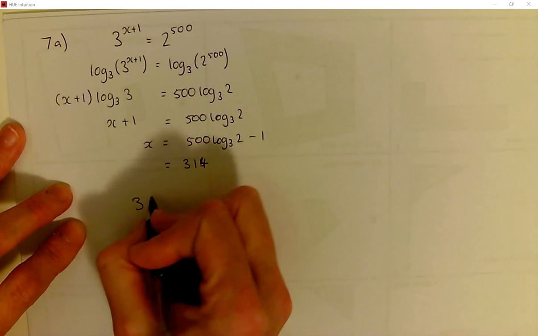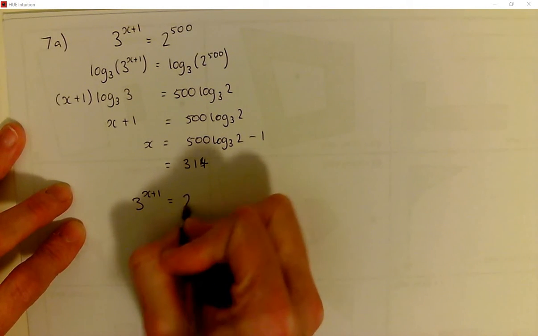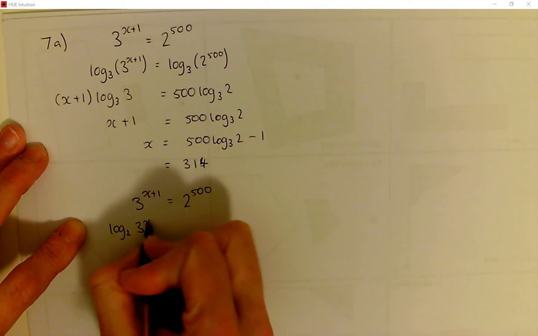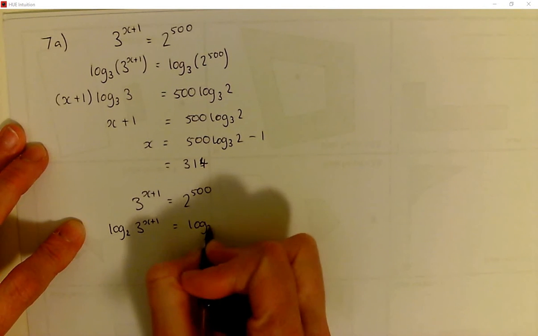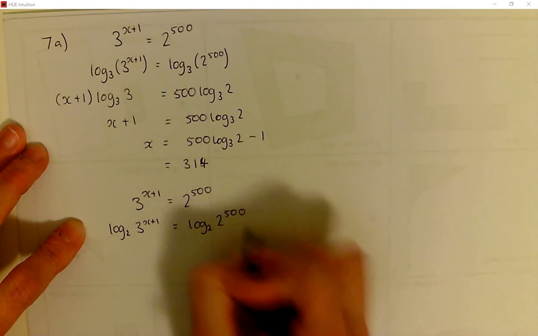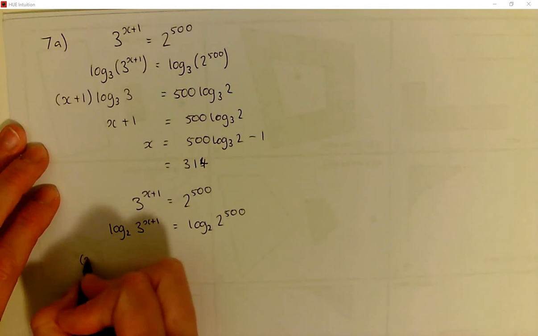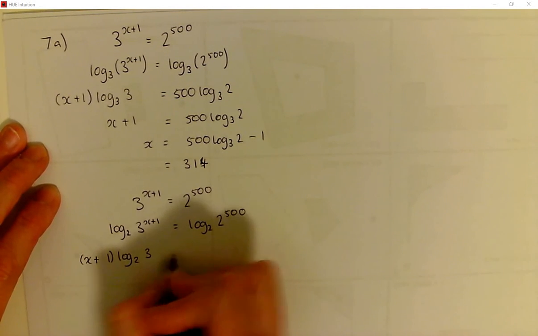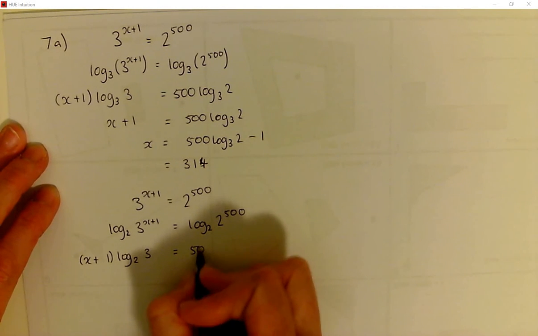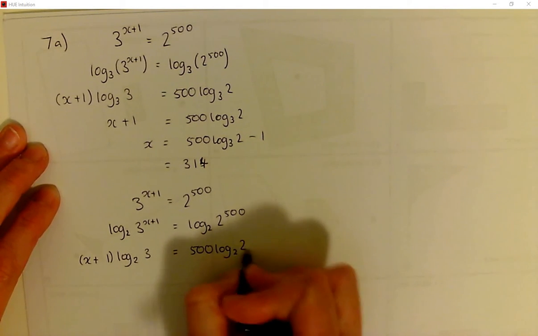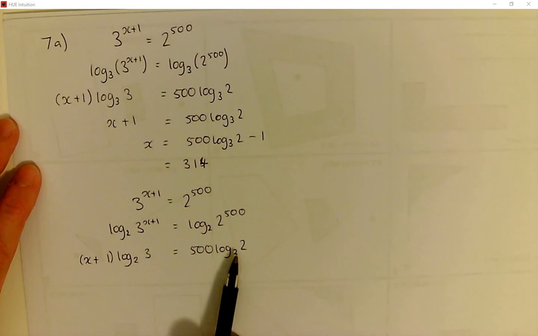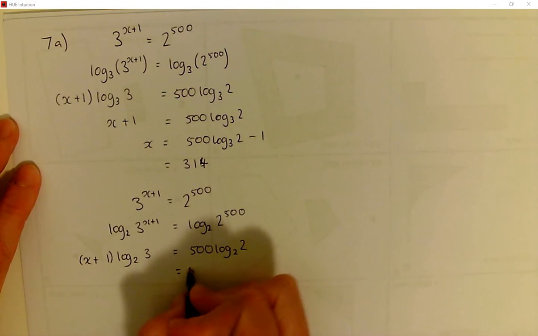Okay. Alternatively, we could have taken log base 2, so let's try that. So we've got 3 to the x plus 1 is 2 to the 500. So log base 2 of 3 to the x plus 1 is log base 2 of 2 to the 500. We bring the powers down, so this is the same technique. So whichever method you used, the examiners are looking for the same log rules. So this time we've got log base 2 of 3, which we can't simplify, but we can simplify log base 2 of 2, so we get 500.